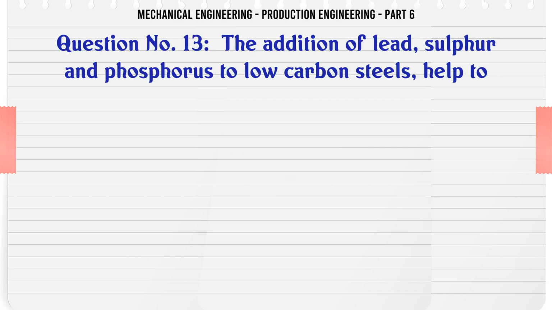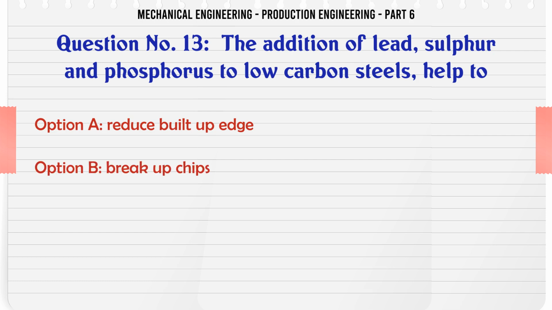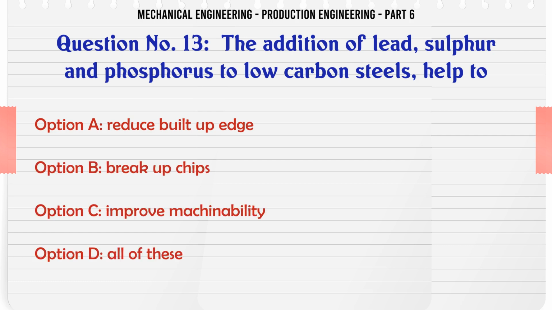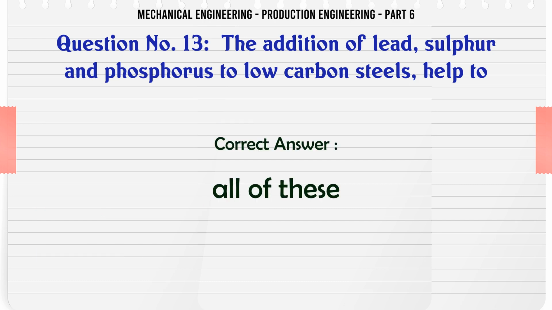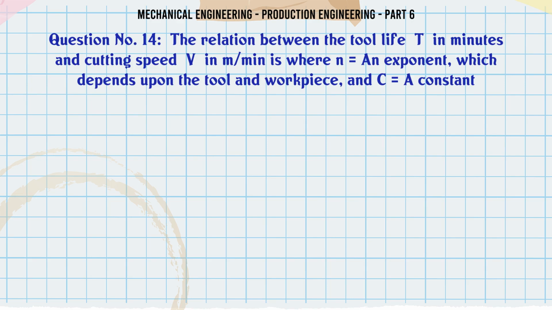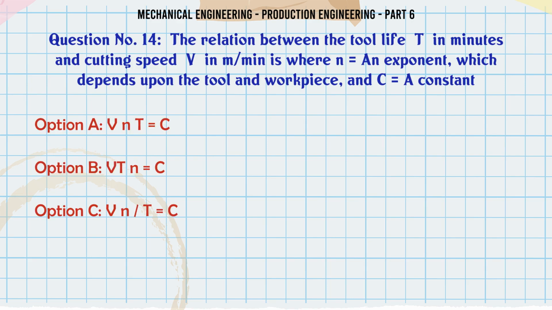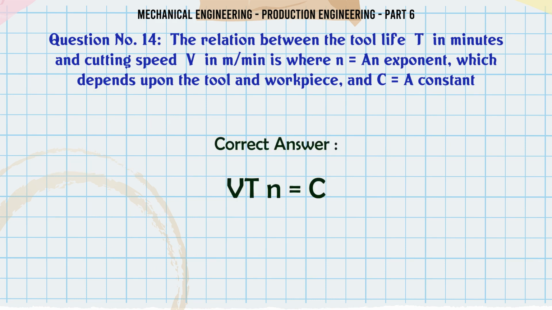The addition of lead, sulphur and phosphorus to low carbon steels helps to A. reduce built-up edge. B. break up chips. C. improve machinability. D. all of these. The correct answer is all of these. The relation between the tool life T in minutes and cutting speed V in m/min is, where n is an exponent which depends upon the tool and workpiece and C a constant, A. V^n T = C. B. V T^n = C. C. V^n T = C. D. V T^n = C. The correct answer is V T^n = C.